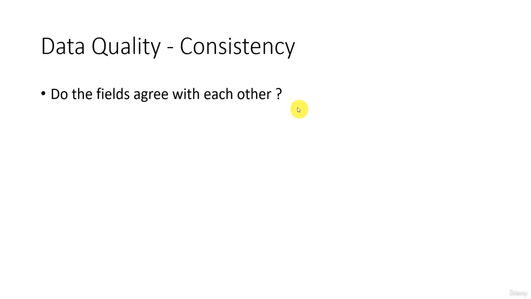The next attribute to check whether we have quality data or not is the consistency of the data. Now what does consistency mean? Consistency means: do the fields, attributes or variables agree with each other? That is what consistency is going to tell us about.